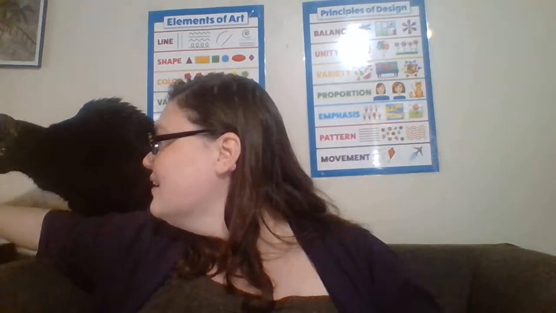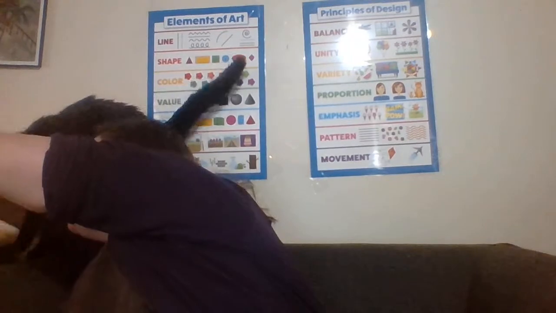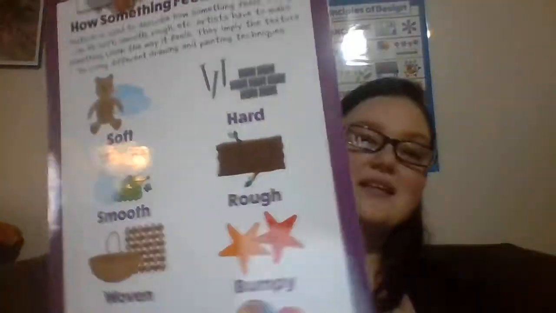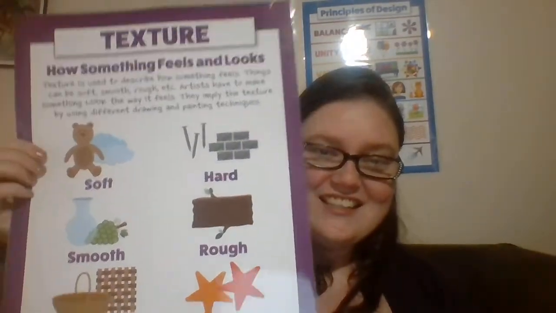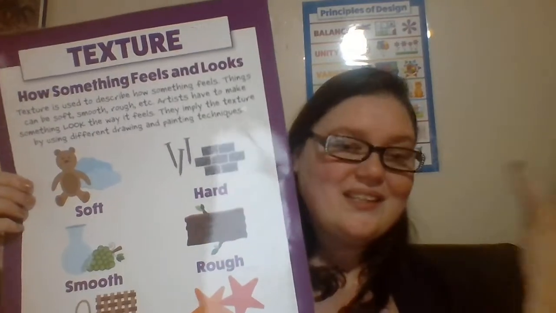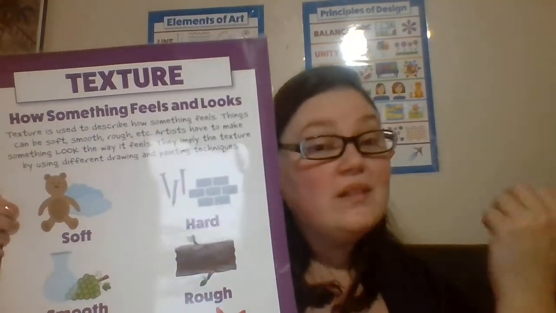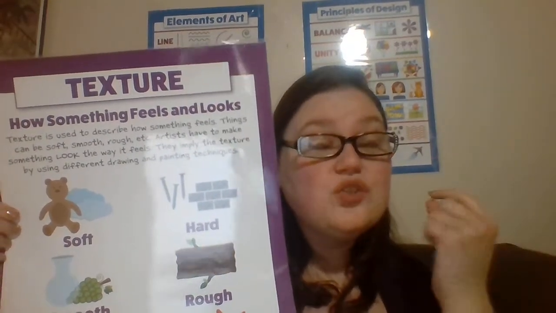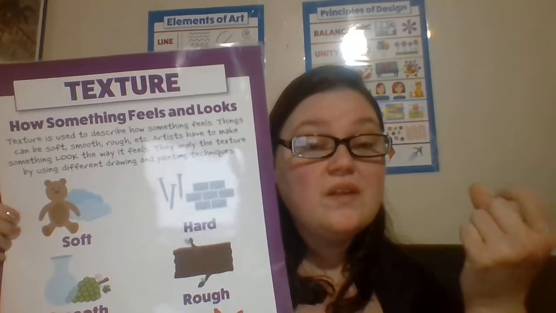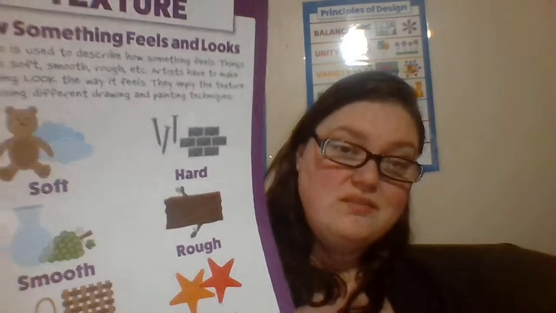And here I have a poster from my classroom that you guys might remember. It is our texture poster, and our texture poster tells us all about texture. So texture is the way something feels, or the way it looks like it might feel. Implied texture is the texture that kind of tricks your eye into believing it's real. For example, this little teddy bear has the implied texture of soft.